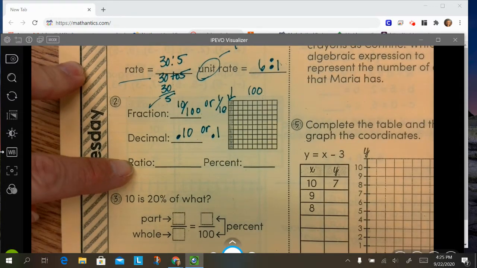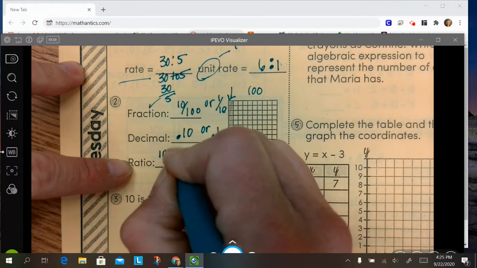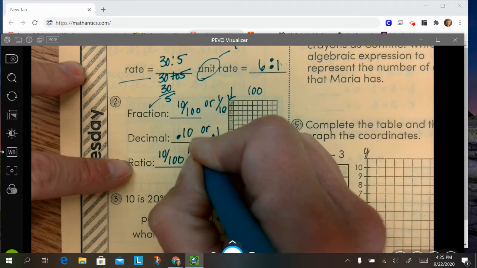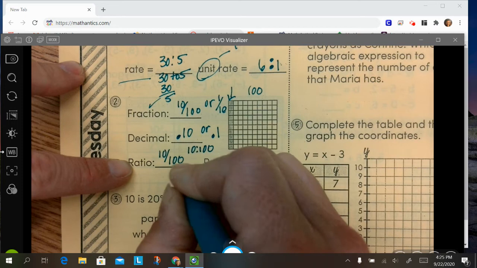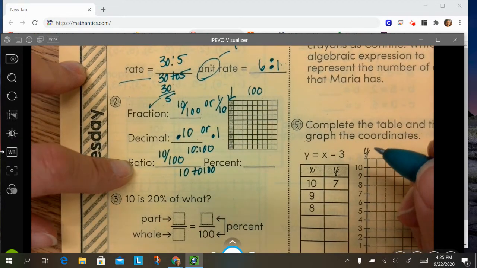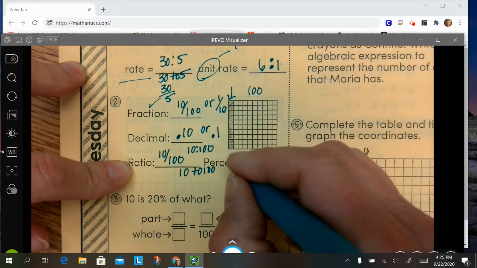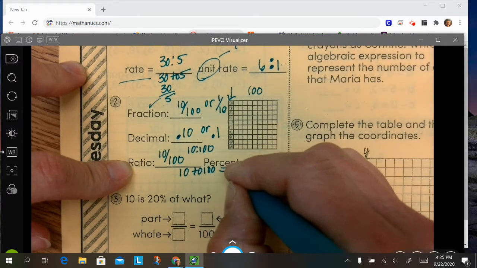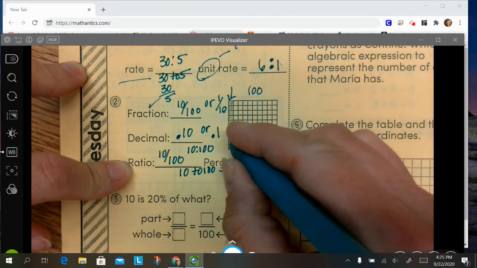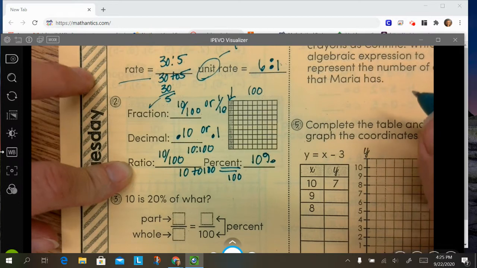Now, the ratio is just like the fraction. It could be 10 over 100, or you could write it 10 to 100, or 10 to 100. You could write it 3 different ways. And the percents are always out of 100. Percent means per 100. So what is per 100? It's 10 per 100, so it's 10%.